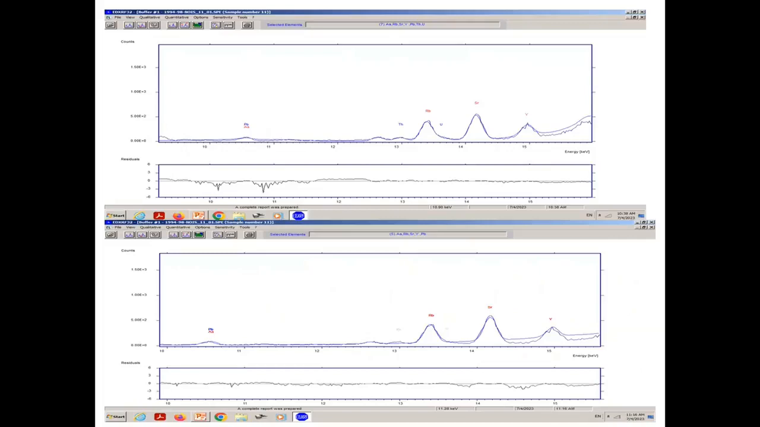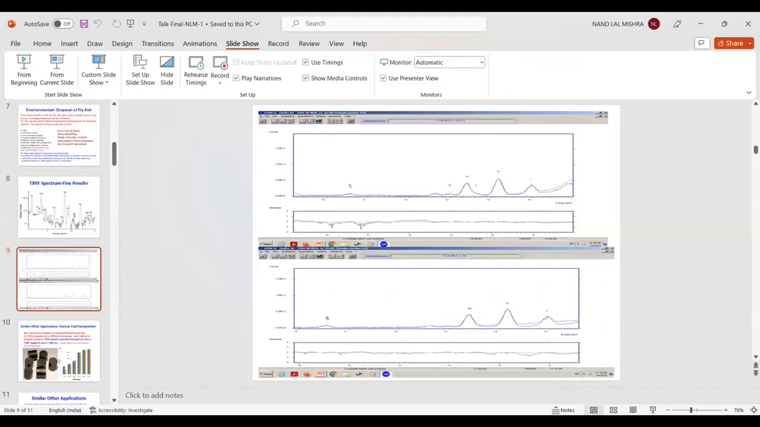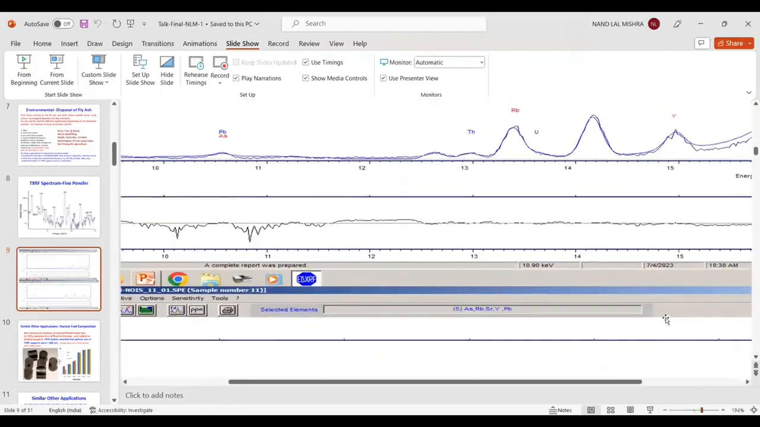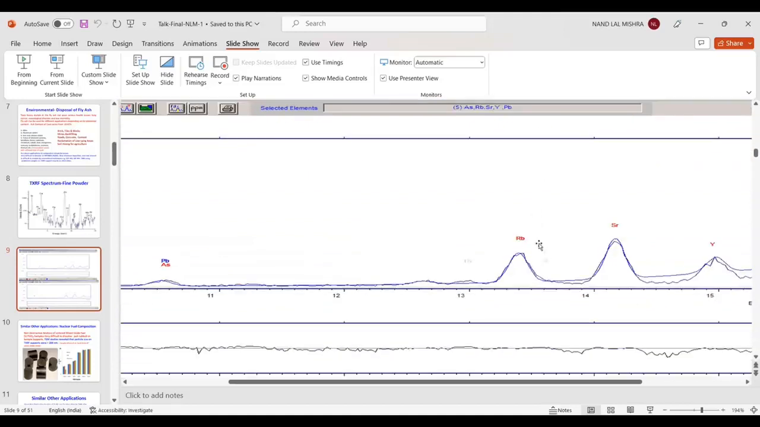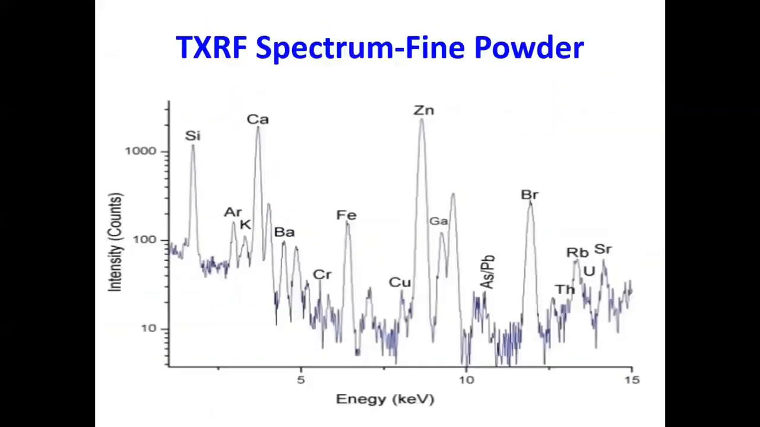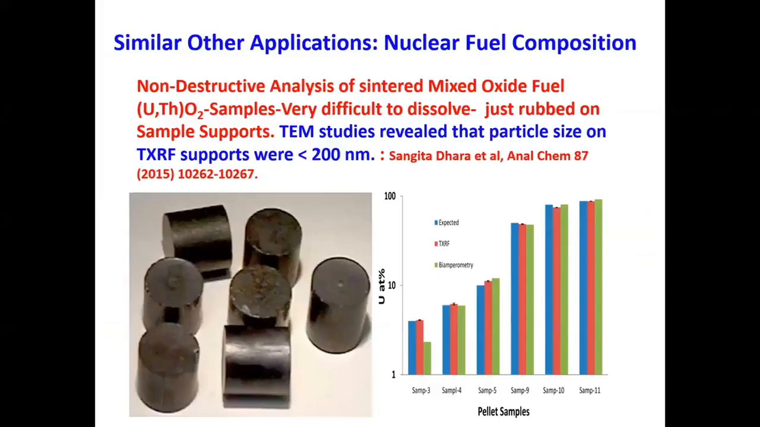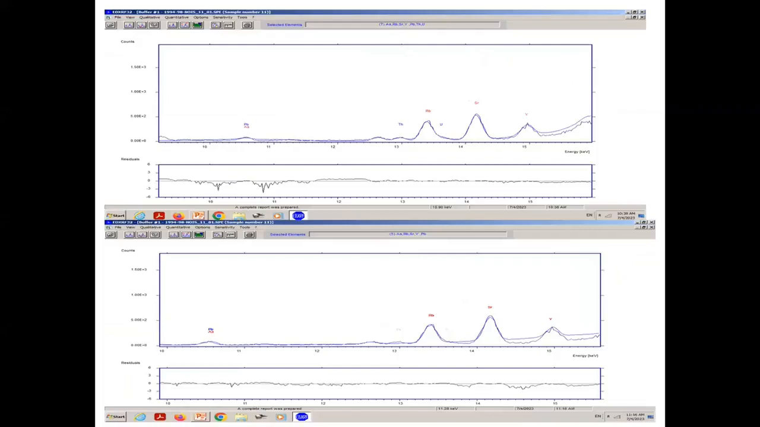And if you see, when we select uranium and thorium, the fitting is very nice. But when we did not select uranium and thorium, you can see there is some difference here, and here also there was some difference. Like that, we analyzed all the samples, and these analysis results were very helpful in disposing of the fly ash. So this was one application where dissolution was not required.